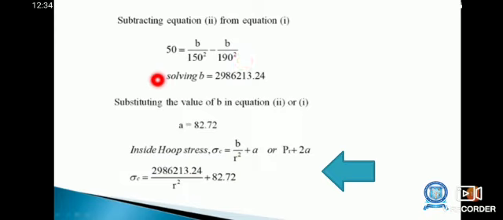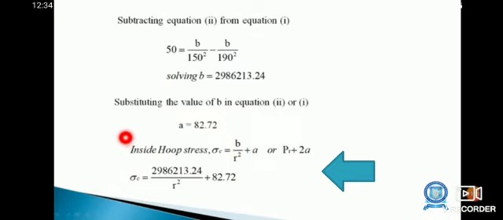Solving, the B value is 2986213.24. Substituting the value of B in equation 2 or 1, we got the A value. A is equal to 82.72. That is the A value. So we found the B value and the A value.